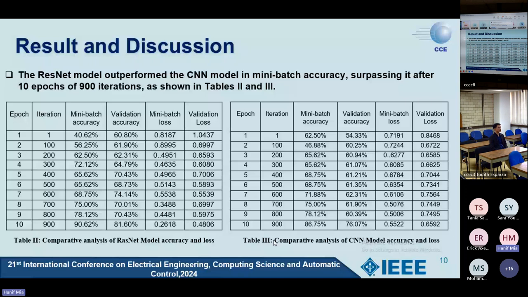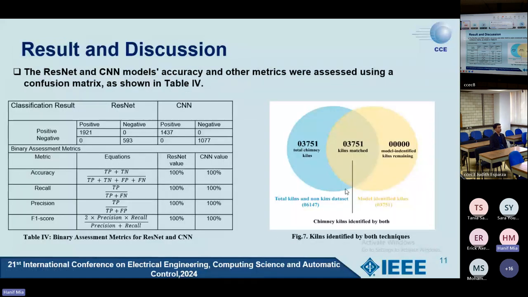In table 3, the comparative analysis of CNN model accuracy and loss, at the end of the day, after 900 iterations, we obtained 86% accuracy. Minimum batch accuracy, validation accuracy was 76%. Also, the loss was 0.65%. The ResNet and CNN model accuracy and other metrics are shown in the table. The predicted results were evaluated against the ground truth using a confusion matrix to measure overall accuracy and other metrics. Table 4 displays the confusion matrix and assessment metrics of the ResNet and CNN models.